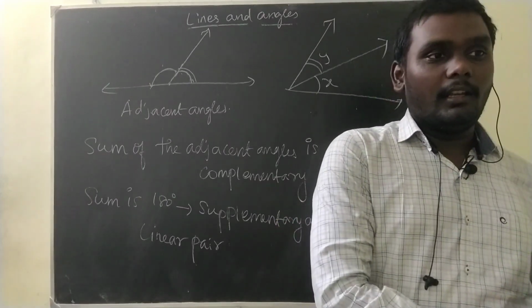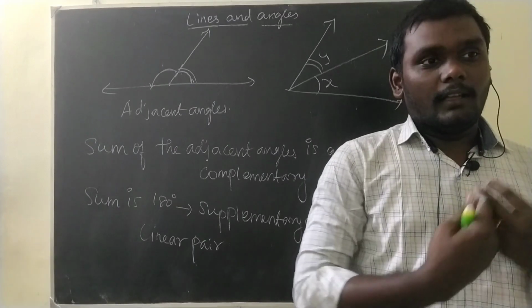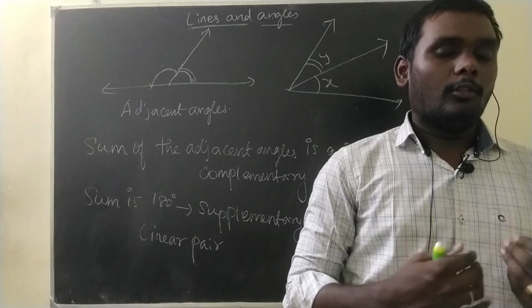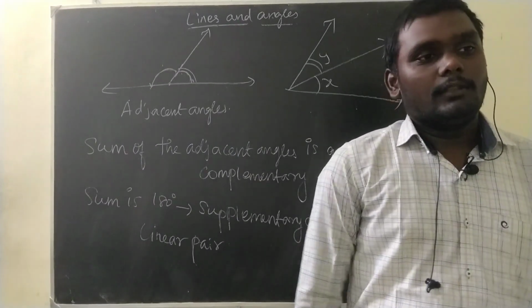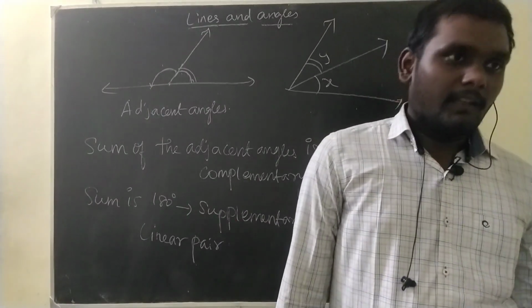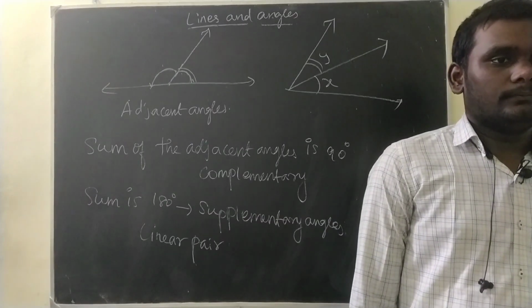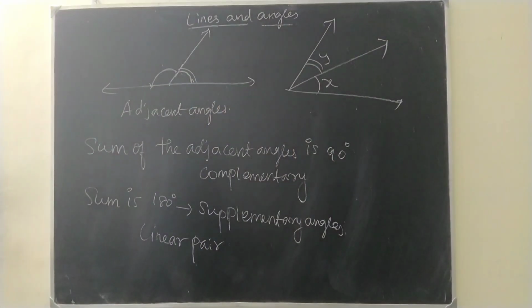If below 90 degrees, it is called an acute angle. Exactly 90 degrees means it is a right angle. More than 90 degrees means it is an obtuse angle. More than 180 degrees means it is a reflex angle. Exactly 180 degrees means it is a straight angle.